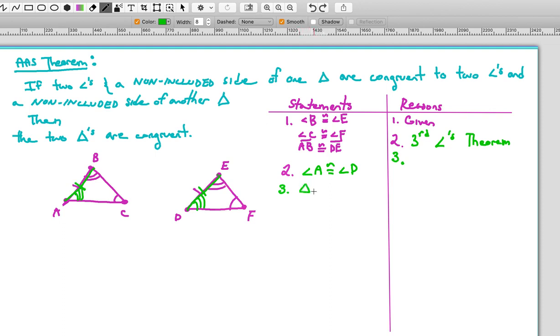So you have triangle ABC is indeed congruent to triangle DEF. And that follows from the angle side angle postulate.